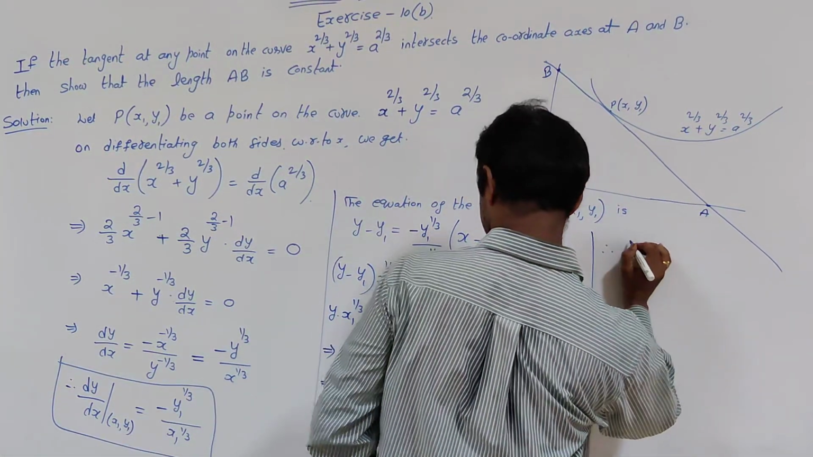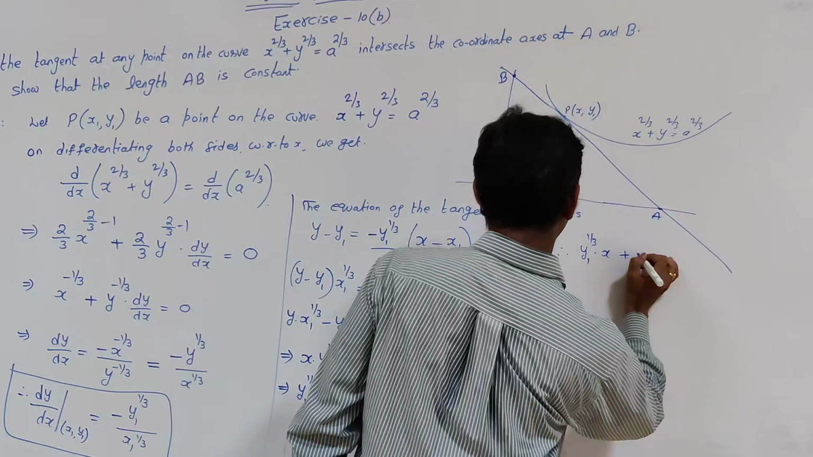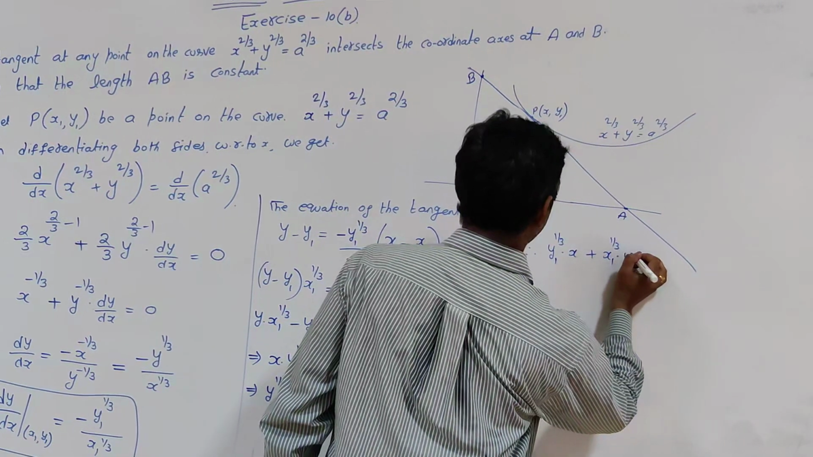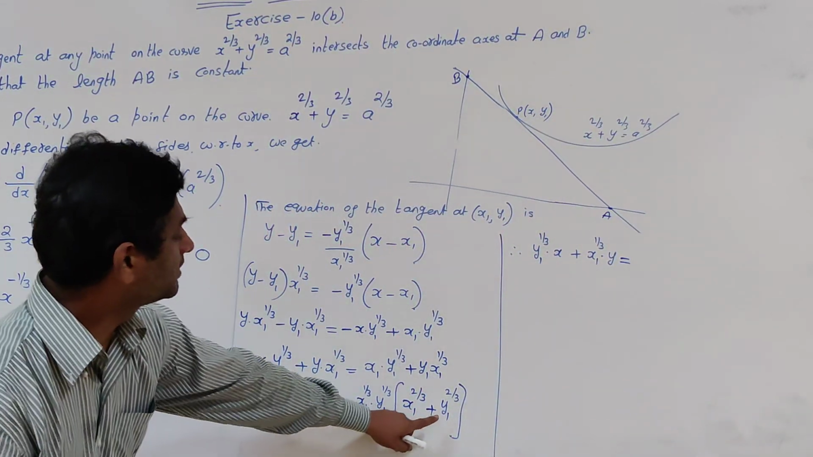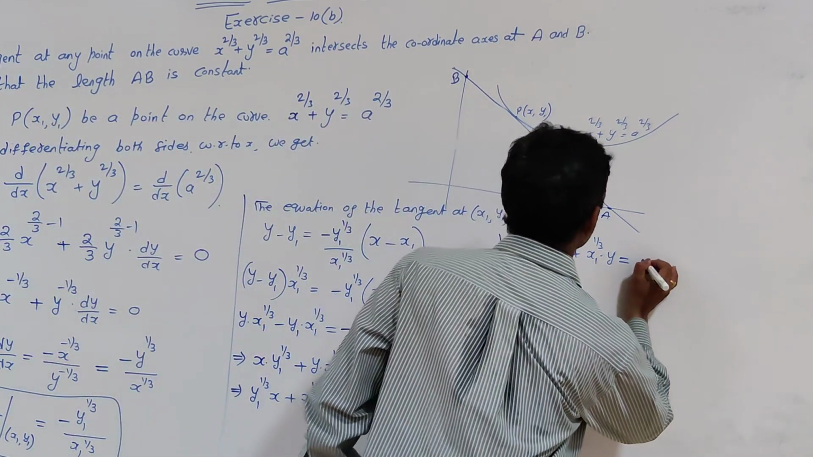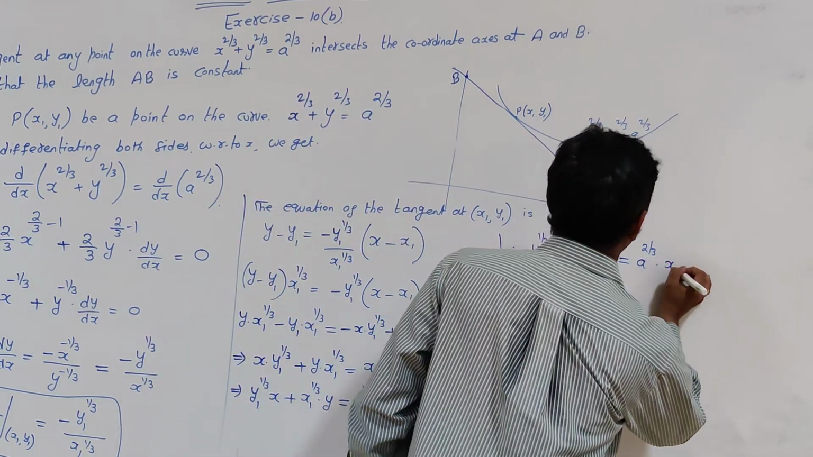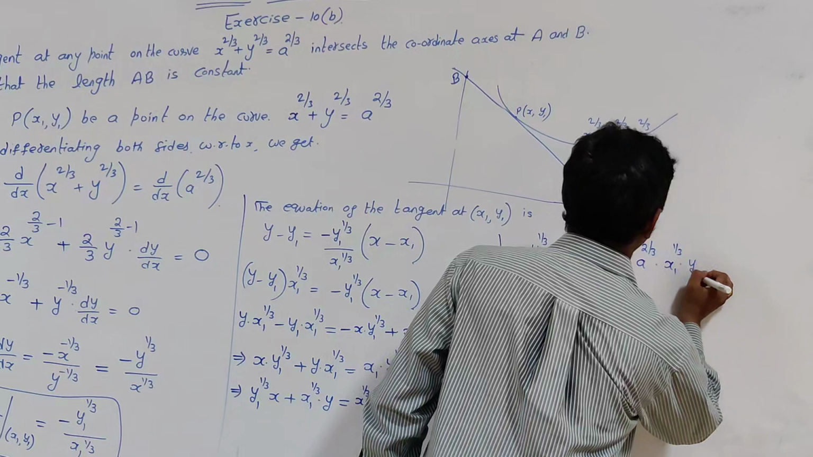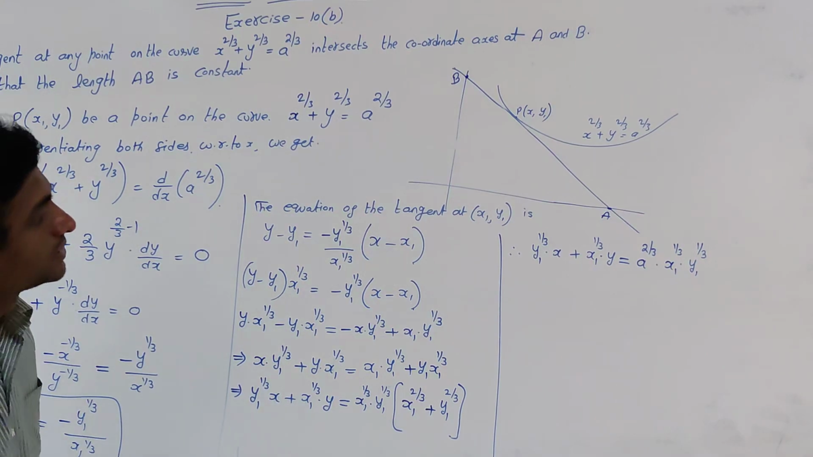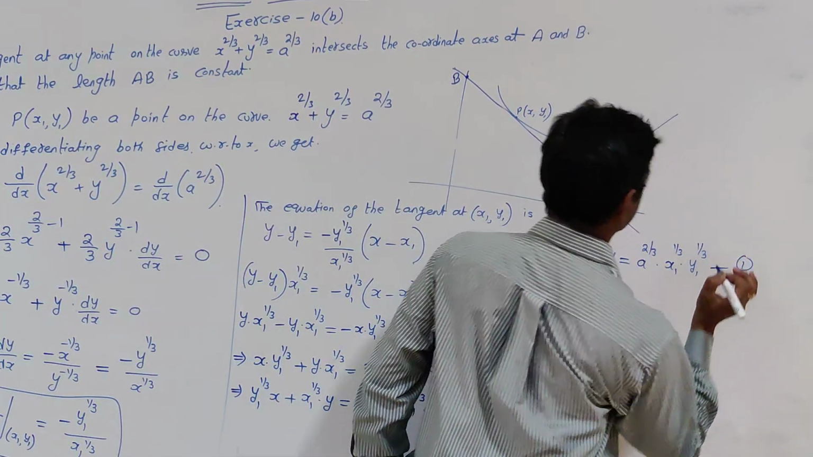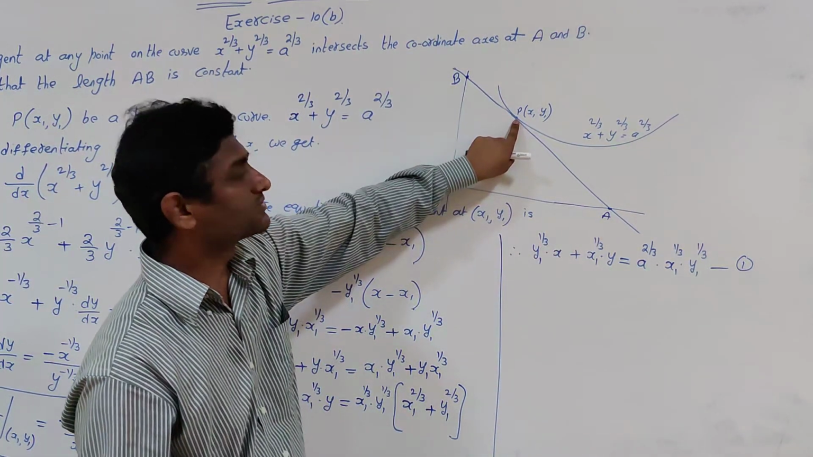So therefore y1 to the power of 1 by 3 into x plus x1 to the power of 1 by 3 into y is equal to x1 to the power of 2 by 3 plus y1 to the power of 2 by 3, which is a to the power of 2 by 3, into x1 to the power of 1 by 3 into y1 to the power of 1 by 3. So that is the equation of the tangent line. Assume that is all. So this is the line which touches the point x1 comma y1.